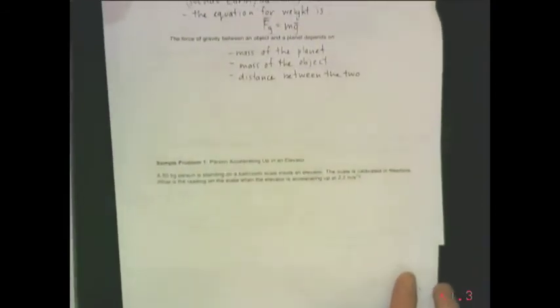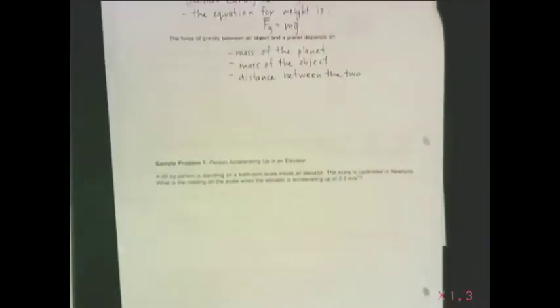Let's take a look at sample problem number 1. A 50-kilogram person is standing on a bathroom scale inside an elevator. The scale is calibrated in newtons. What is the reading on the scale when the elevator is accelerating up at 2.2 meters per second squared? First of all, tell me what sensation you would experience if you're in an elevator that is accelerating upward. What do you feel? And keep in mind the opposite situation. The sensation you feel when an elevator is accelerating downward?